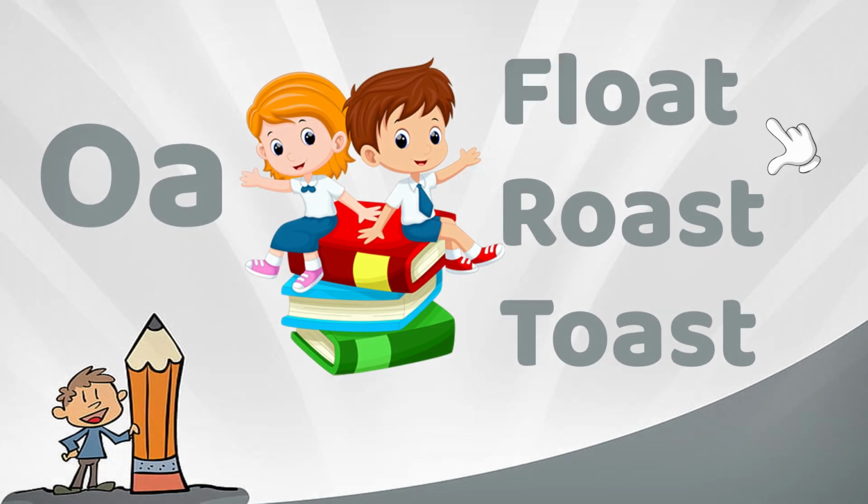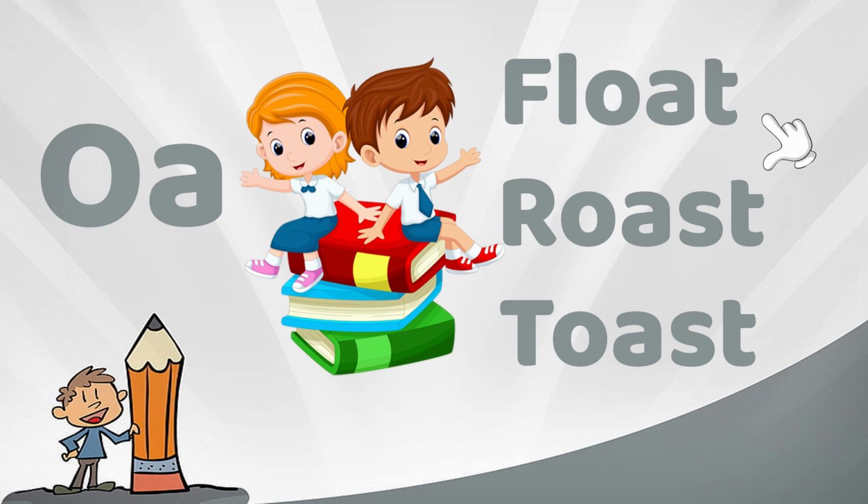Let's take a look at the next one. Float. This is very important here. We have a blend, F and L. Fl, O, flo, t, float. R, O, ro, st, roast. T, O, to, st, toast.